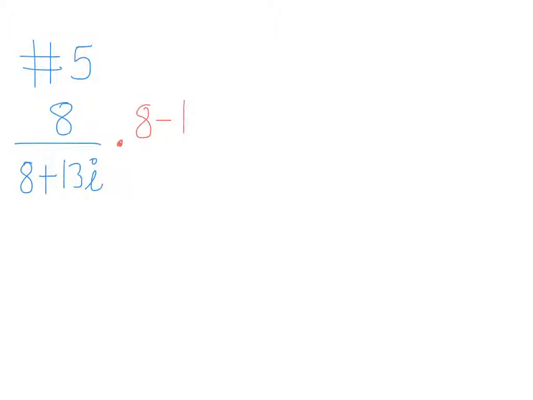Problem number 5 is one where you have to multiply by the conjugate. So the fraction is 8 over 8 plus 13i. So you multiply by the conjugate. What's the conjugate? It is the same number that you have in the denominator, but with the opposite sign in the middle. Then just multiply.